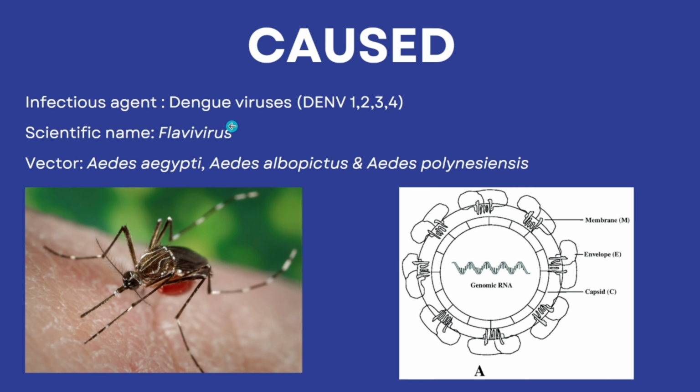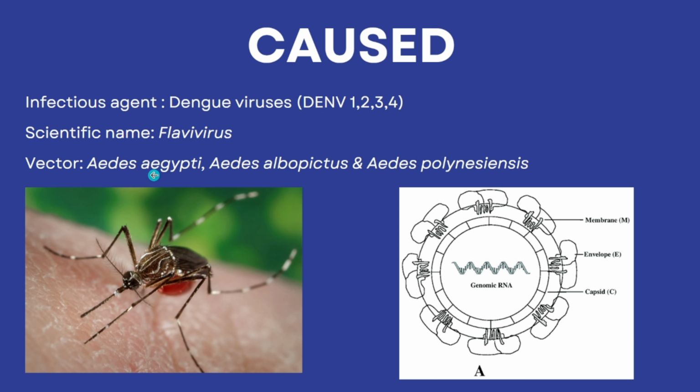If you want to write the scientific name on a computer, you italicize the words, and this is the genus name, then the species name. The vector is the mosquito, right? It is transmitted through the mosquito, and we know that the mosquito that causes the disease is Aedes. So Aedes is actually the genus name of the mosquito. There are 3 major species of mosquito that spread dengue, including Aedes aegypti, Aedes albopictus, and also Aedes polynesiensis.